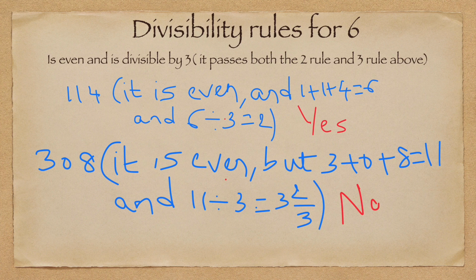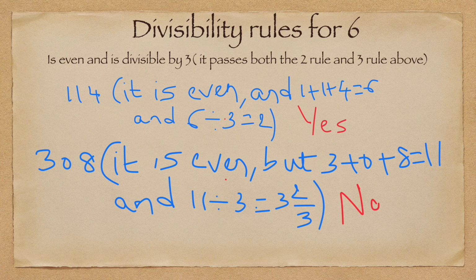114. This is an even number, we can say it by saying the last digit, and it also should be divisible by 3. How do we check the divisibility of 3? 1 plus 1 plus 4, that is 6. 6 is divisible by 3. So it is passing both rules, the 2 rule and the 3 rule, and so we can say the number 114 is divisible by 6.